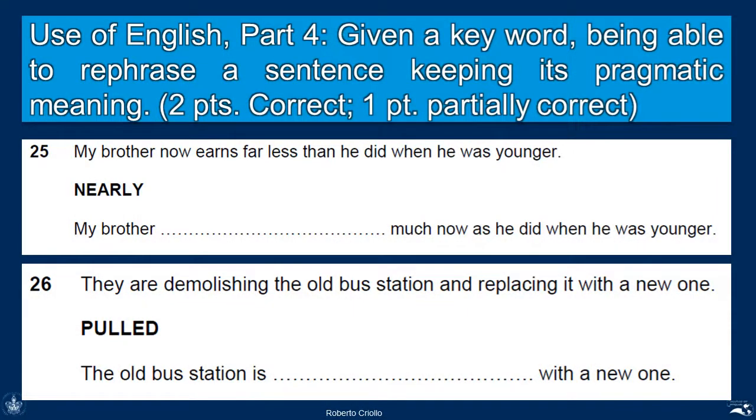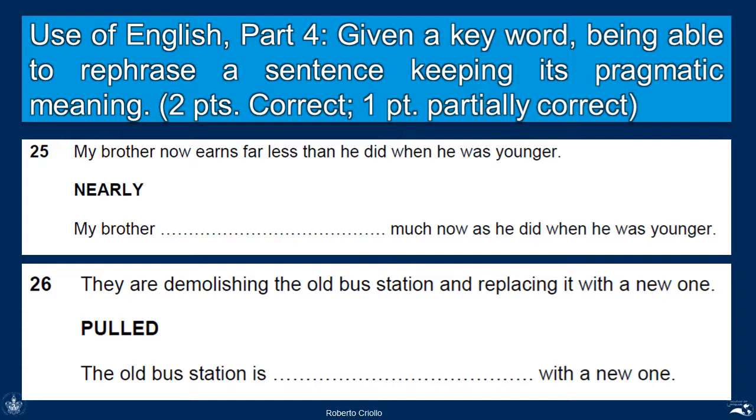Now let's look at part 4 of the use of English section. In this one, you will be given a model sentence and a key word. So you should be able to rephrase the sentence keeping exactly the same meaning using the new word. If everything is correct, you get 2 points, and if you make a mistake, if the sentence is partially correct, you will get 1 point. Let's do some examples together.